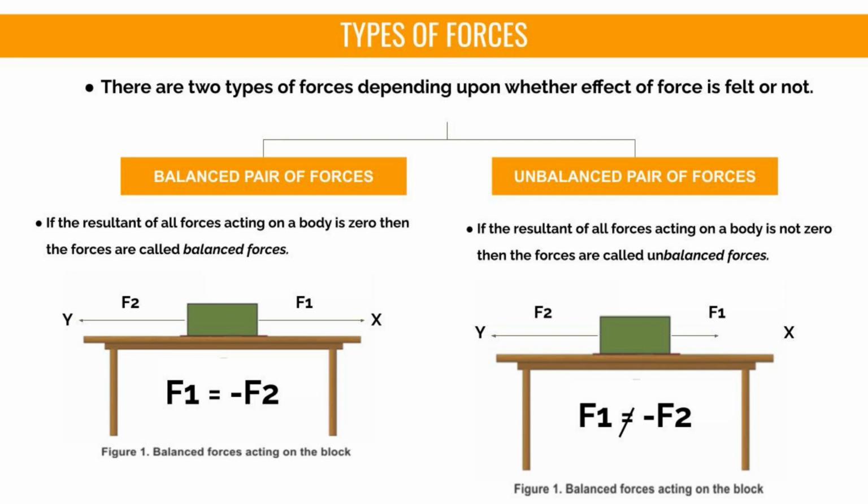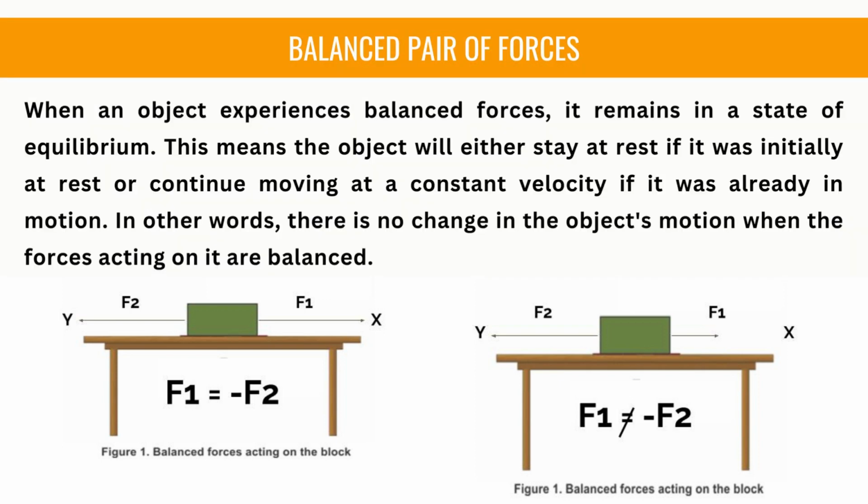Imagine you have an object on a table. If you push it to the right with a certain force, there will be an equal and opposite force pushing it to the left. These two forces cancel each other out, resulting in a net force of zero. When the net force is zero, we say the forces are balanced. When an object experiences balanced forces, it remains in a state of equilibrium.